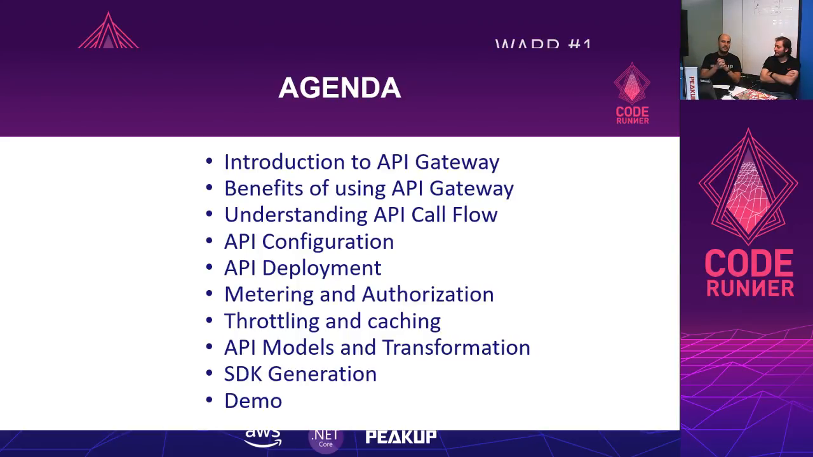So today's agenda is an introduction to API Gateway, and how we can get benefits of this service in AWS. There is an API call flow in API Gateway, so we're going to have a look at this flow and try to understand how it's working. After that, before the demo, we want to show you how to configure API Gateway, how to deploy it, and then how to monitor it, and some other settings like caching, throttling, etc. And the last one, we finish with the demo as usual.